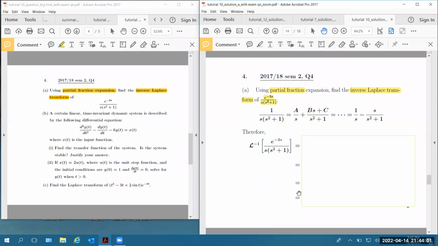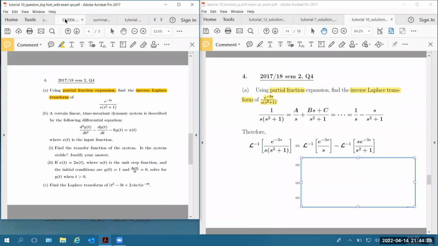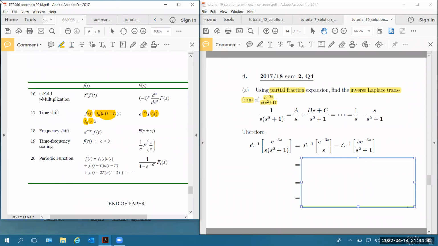After this, now that you have that, you put it inside here, times e to the power minus 3s. Then you do it term by term: inverse Laplace transform this, inverse Laplace transform this. When you see this, you see there is e to the power something s, so it looks like some kind of shift. I cannot remember the kind of shift. Can you all remember? There's a chat here.